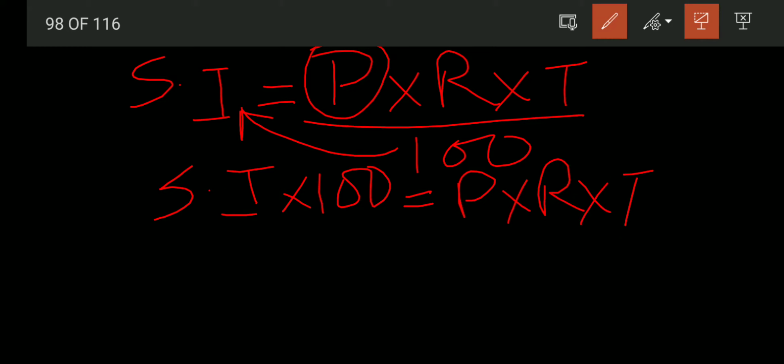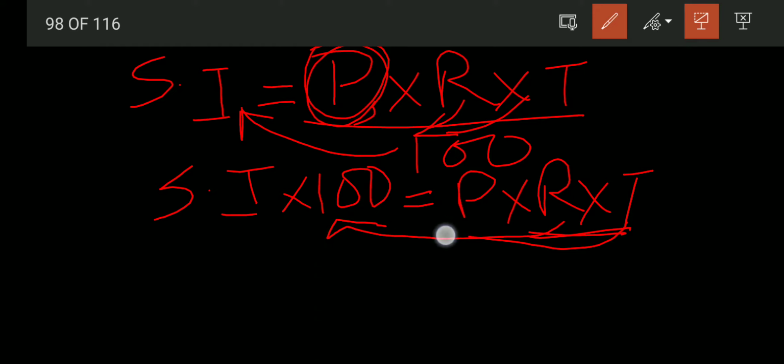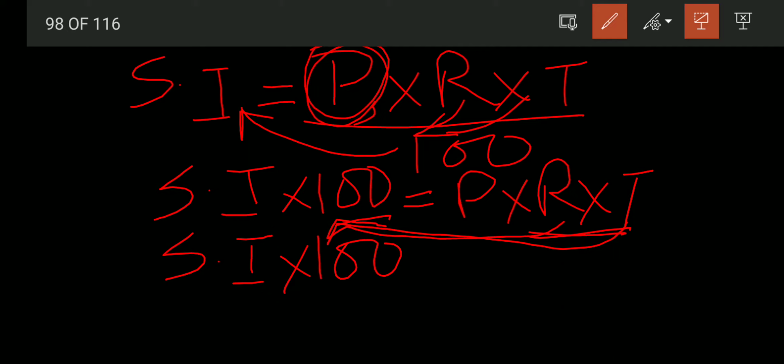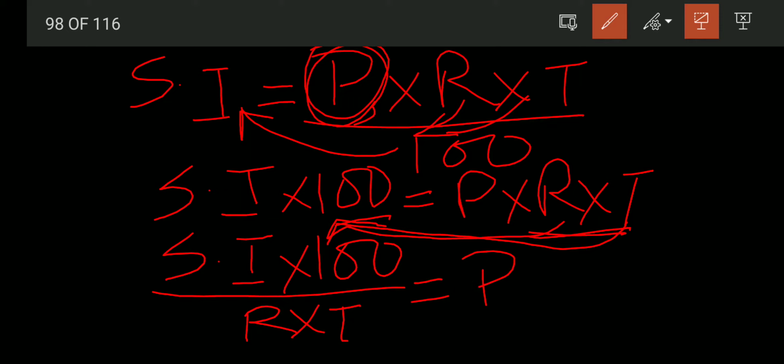Now, we'll leave this P here and we'll bring this R and T also on the other side of equal to. Because they are in multiplication, when they go on the other side of equal to, they become division. So, the formula will be SI into 100 divided by R into T equals to P. So, P is equal to SI into 100 divided by R into T. This is the sub formula for P.